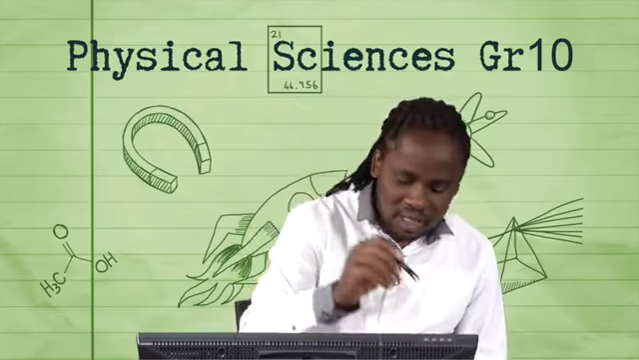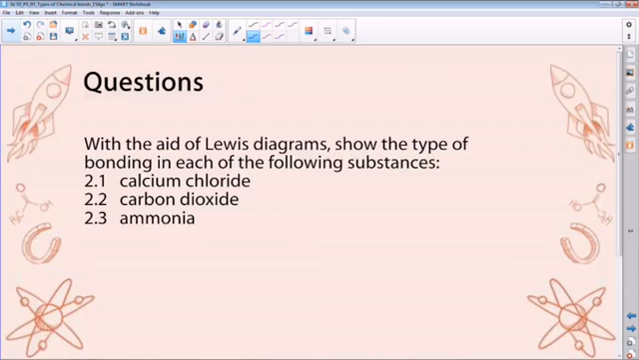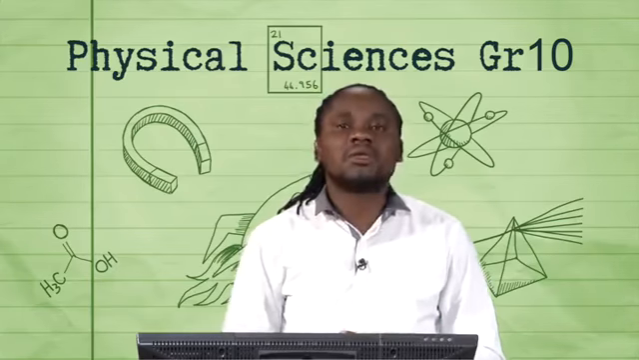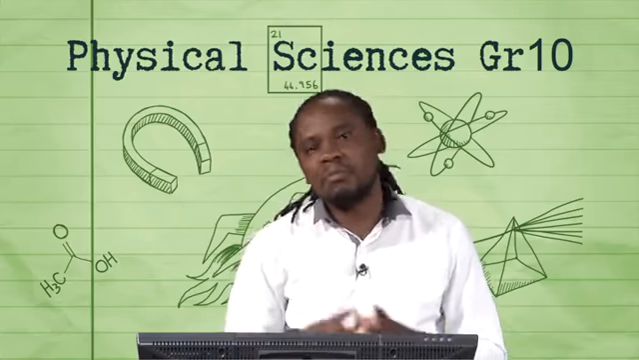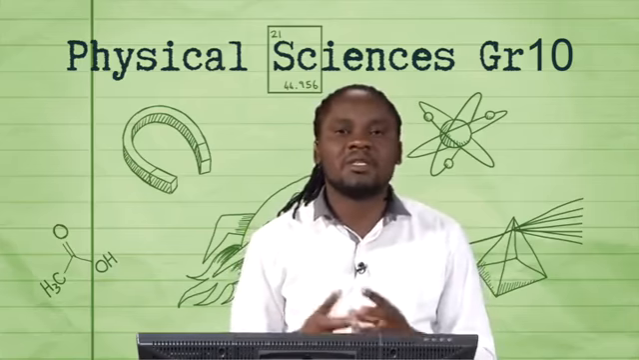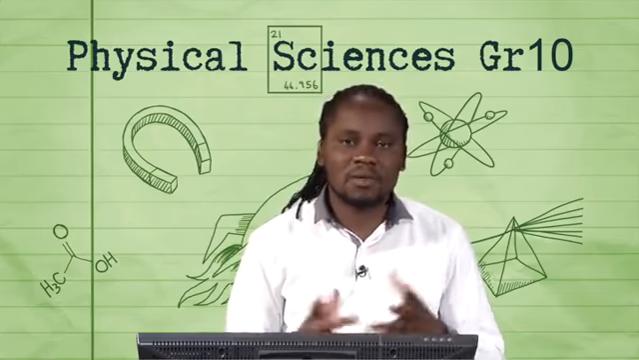Right. Let's look at the next question very quickly, which has to do with the Lewis diagrams. Emphasis is on that, to show the type of bonding in each of the substances. I'll give you 3 minutes to attempt each one of those questions, a minute for each, and then we'll do the feedback. The key emphasis is the Lewis diagrams. Let's go for it, guys.